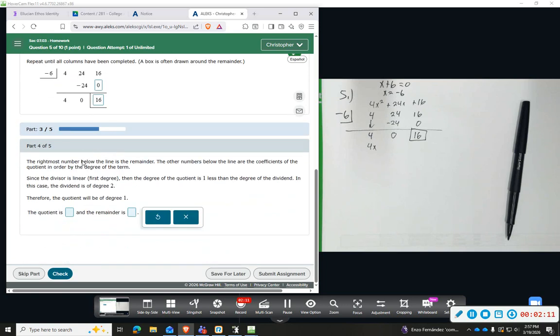All right, so it says the rightmost number below the line is the remainder. The other numbers below the line are the coefficients of the quotient in order by the degree of the term. Since the divisor is linear, first degree, the degree of the quotient is 1 less than the degree of the dividend. In this case, the dividend has a degree of 2, therefore the quotient will be degree 1. So the quotient is just 4x, so that's what we got over here. The remainder is the 16.